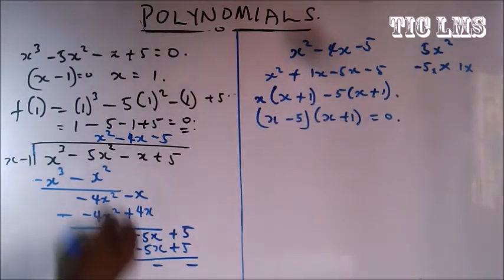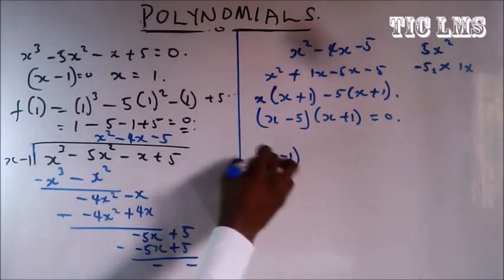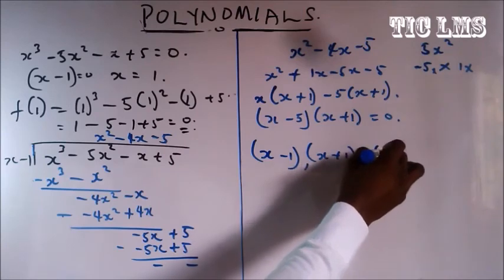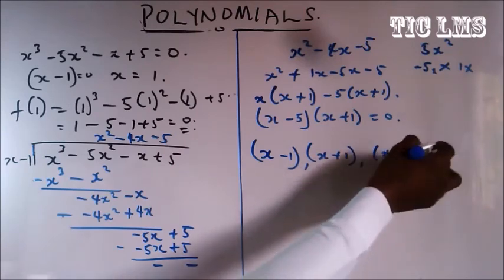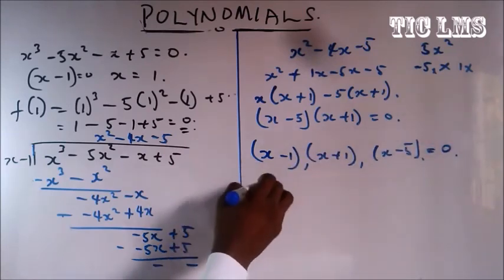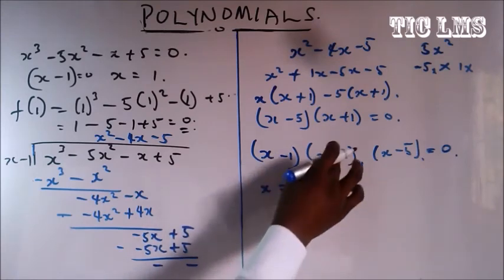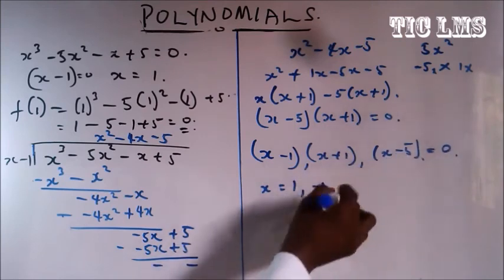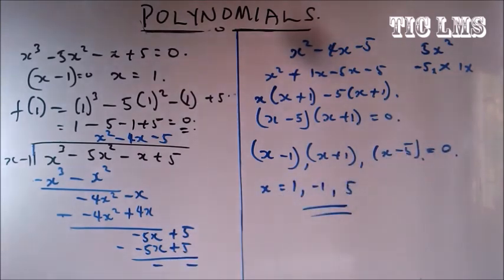Now we have the other factors. So the factors are x minus 1, x plus 1, and x minus 5. Now when we equate all these to 0, we have that x equal to 1. When this one comes over, it becomes minus 1. And when this comes over, it becomes 5. So these are the solutions.